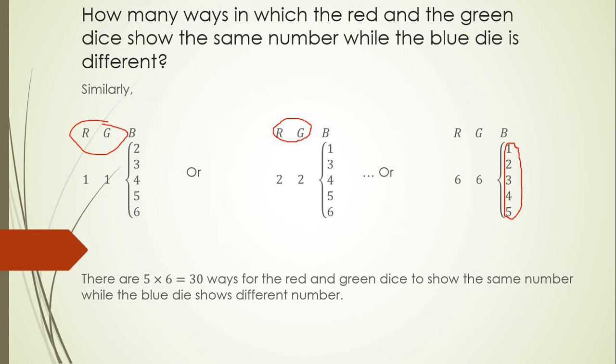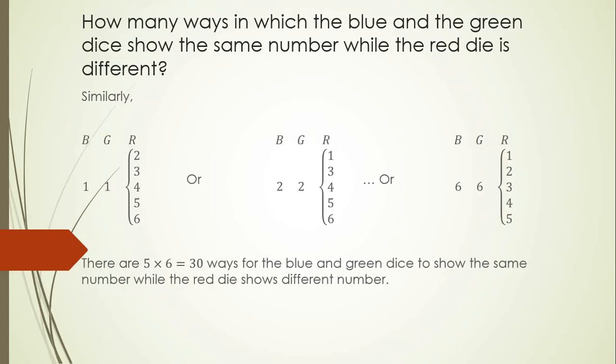And we're gonna do the same thing for blue and green showing the same number, and the red is different from that. So similar approach, same outcomes. There is 5 times 6 equals 30. So there are 30 ways for blue and green dice to show the same number, while the red die shows a different number. So same thing.